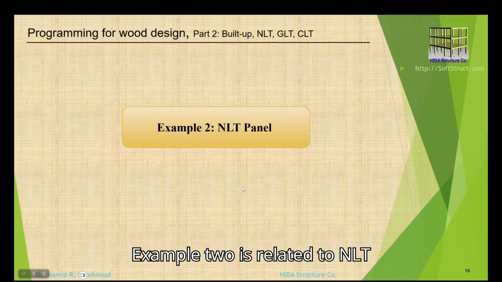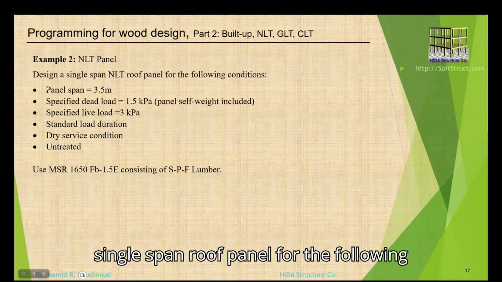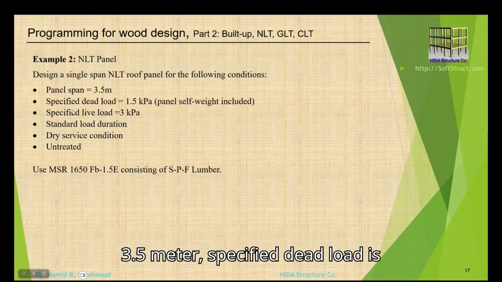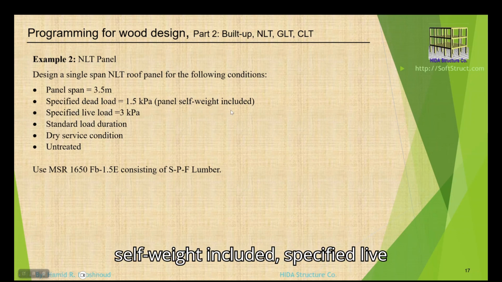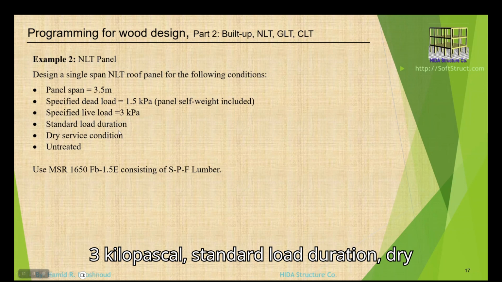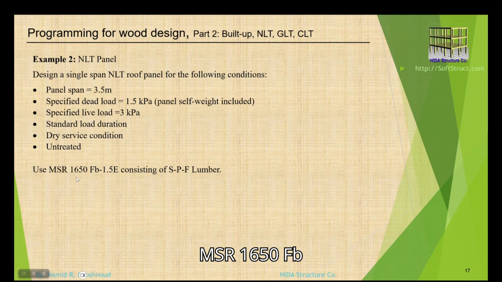Example 2 is related to NLT panel. Design a single span NLT roof panel for the following conditions. Panel span is 3.5 meter. Specified dead load is 1.5 kilopascal. Panel self weight included. Specified live load is equal to 3 kilopascal. Standard load duration, dry service condition, untreated. Use MSR 1650 FB 1.5E consisting of SPF lumber.